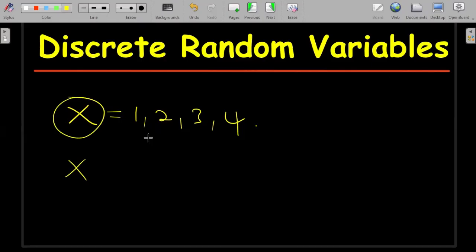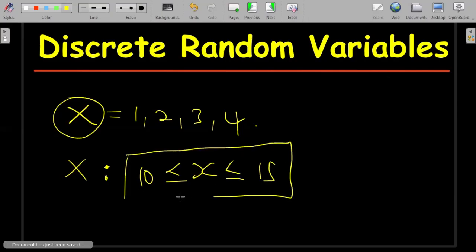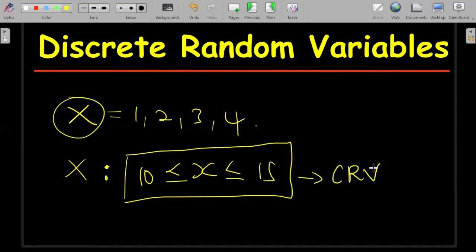discrete random variable. Later on, we're also going to look at the continuous random variable. How do you identify that? You're given a range of values that X can take. They can say X is from 10 to 15. If X takes values in an interval like this, we say it is a continuous random variable, but if it's countable like this one, we say it's a discrete random variable.